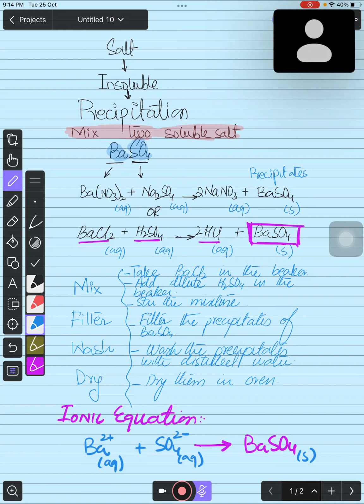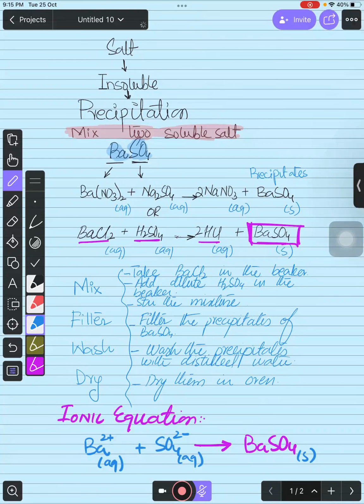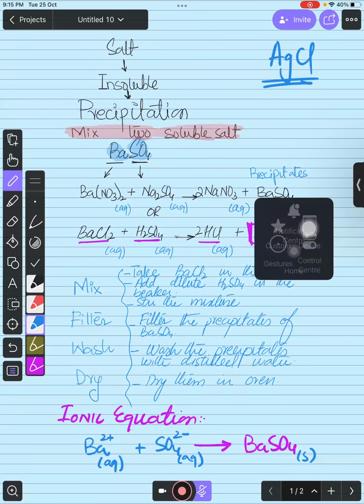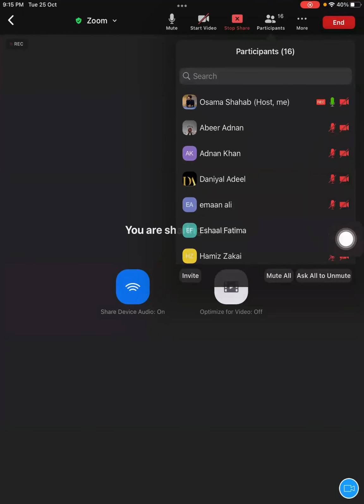Challenge. Now the task is what you need to do. You need to show methods by which you can form silver chloride. Just do it quick. You need to show me the full equation. You need to show me the methods or the steps of formation, and then you need to show me the ionic equation for this as well. Just do it quick and send me on my WhatsApp so I can check you're doing right or not.